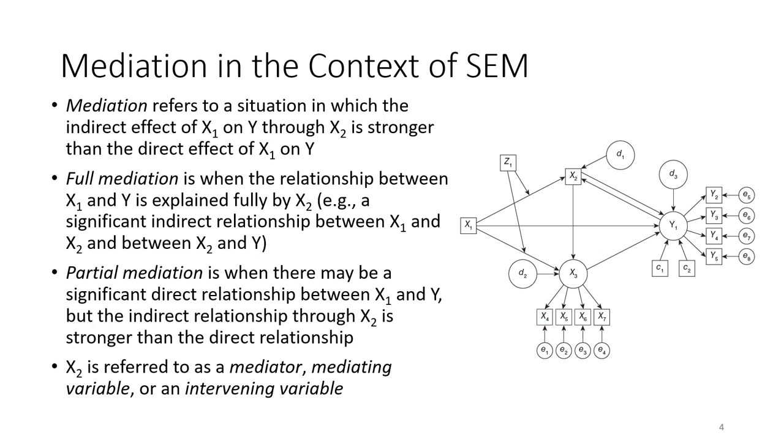There's also something called a partial mediation. A partial mediation is such that there is a significant direct effect between X1 and Y. In other words, the direct relationship between X1 and Y is statistically significant, but the relationship between X1 and Y through X2 is not only also statistically significant, but also a stronger relationship than the direct relationship, right? So in this particular triangle at the top of the diagram, X2 is what we refer to as a mediating variable, a mediator, or an intervening variable.